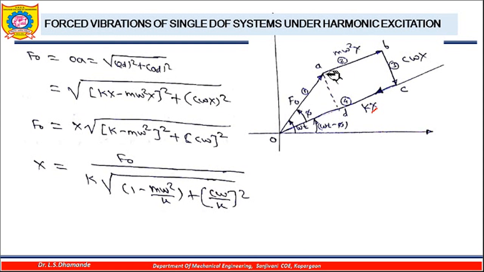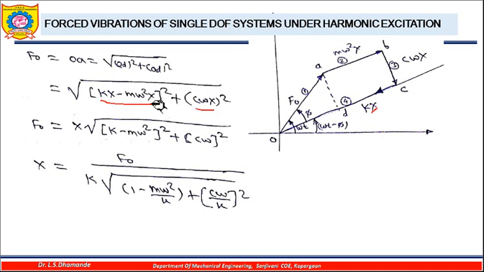Okay, so F0 is nothing but this OA, and this OA can be calculated by using the equation under root of OD square plus AD square. Now in this under root I will put the value of kx minus m omega square x, which is nothing but the OD value. So OD square is (kx minus m omega square x) bracket square plus this AD, which is nothing but c omega x, so (c omega x) bracket square.